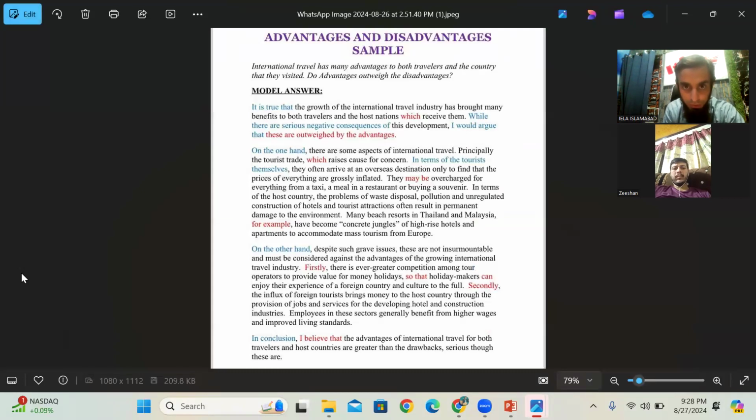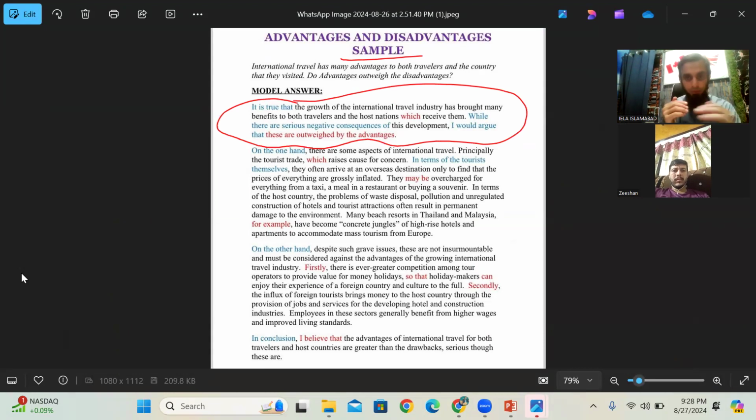Okay, let me show you something else. Now let's suppose you are going to talk about advantages and disadvantages. We're talking about a sample, right? Now, this is an introduction paragraph, and it is a good one. A little different from the way we discuss, but also matching with that.